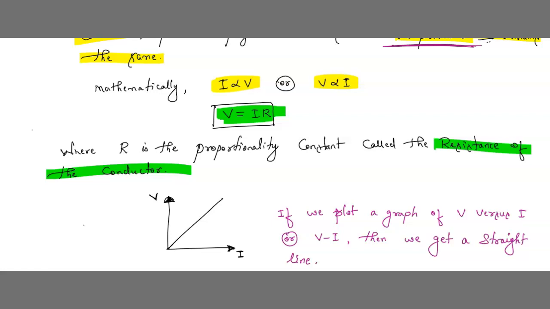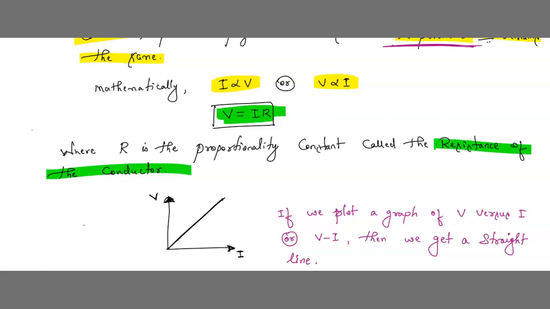Can you see this line? Yes, this line is nothing but the slope. So we get a straight line. What do we get, children? We get a straight line. If we plot a graph of V versus I, or VI graph, then we get a straight line. So this is your 1 mark carrying question. You should not forget it.